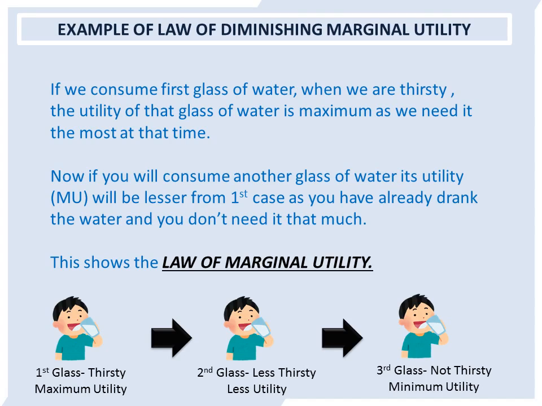In the first picture, that is the first glass, the thirsty person got the maximum utility. As he moves to the second glass, he is less thirsty, so less utility. Third glass, not thirsty, minimum utility. Similarly, if we go on increasing the units, you'll come to a saturation point where you get 0 MU, and if you keep on consuming the units, your MU will become negative.